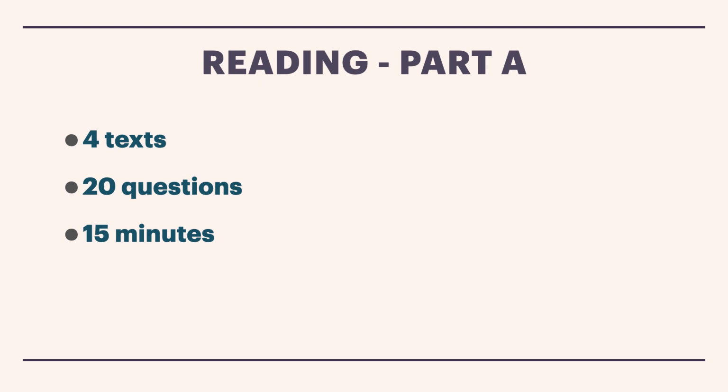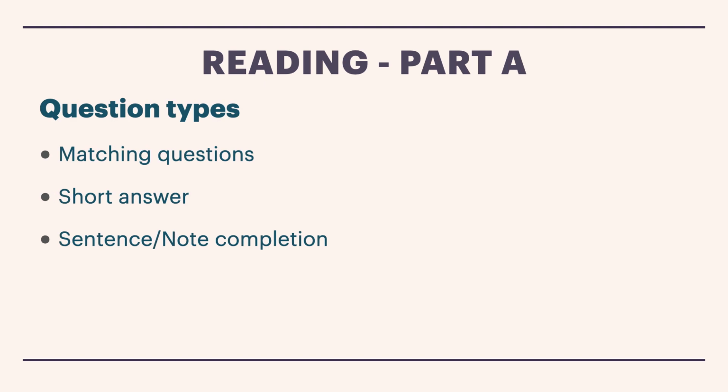Reading Part A tests your ability to skim and scan quickly across different texts on a given topic in order to locate specific information. There are 3 types of questions in Part A: matching questions, short answer questions, and sentence or note completion questions. Matching questions focus on testing whether you know where to find information from the sources available to you, whereas short answer and sentence completion questions focus on locating specific pieces of information.